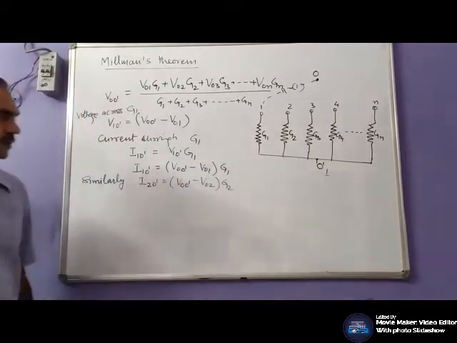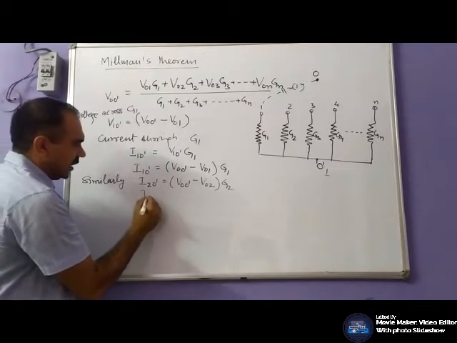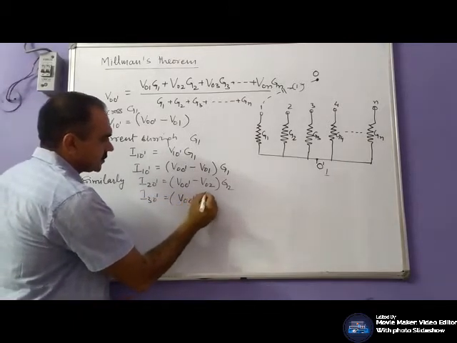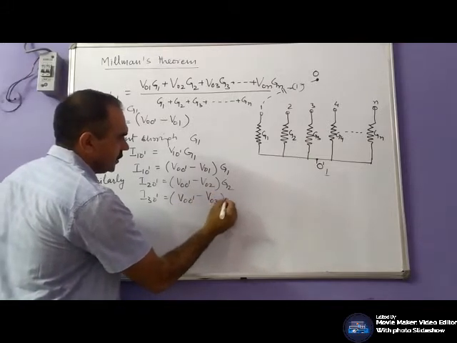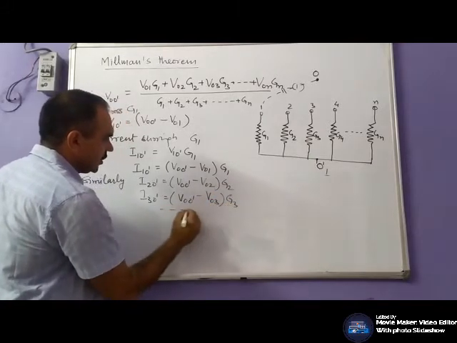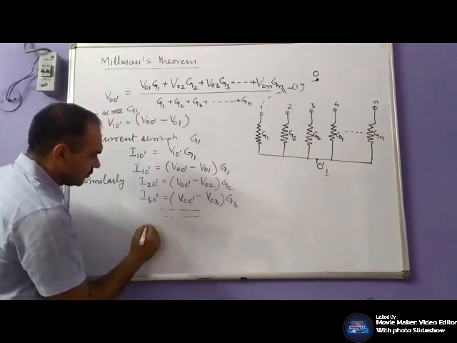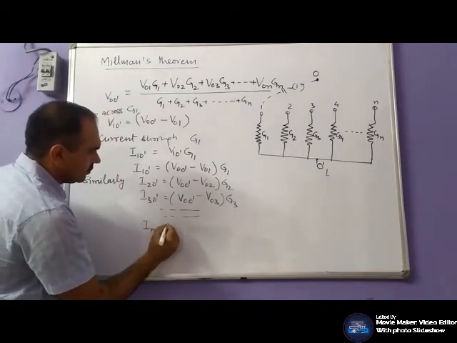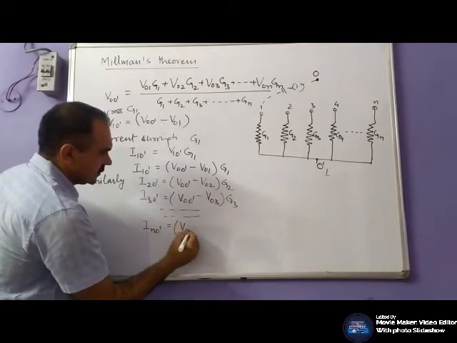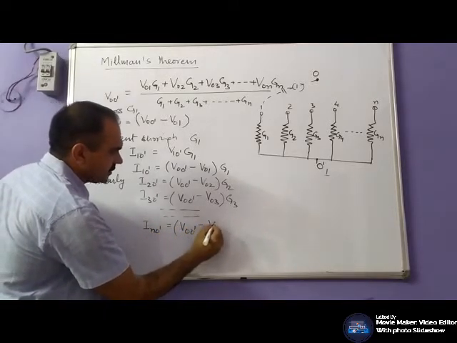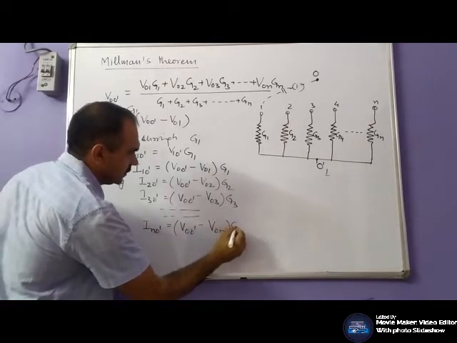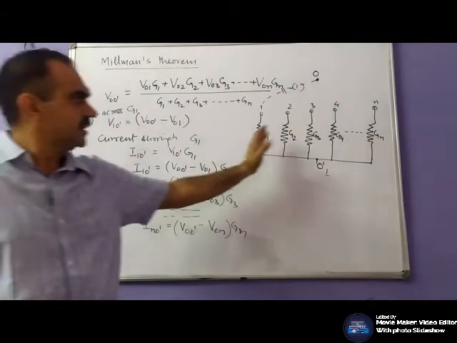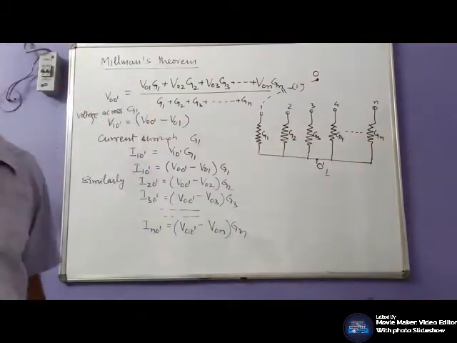G2, I3 0 dash is V00 dash minus V03 into G3, and so on. And In 0 dash is V00 dash minus V0n into Gn. So these are the currents in these branches.